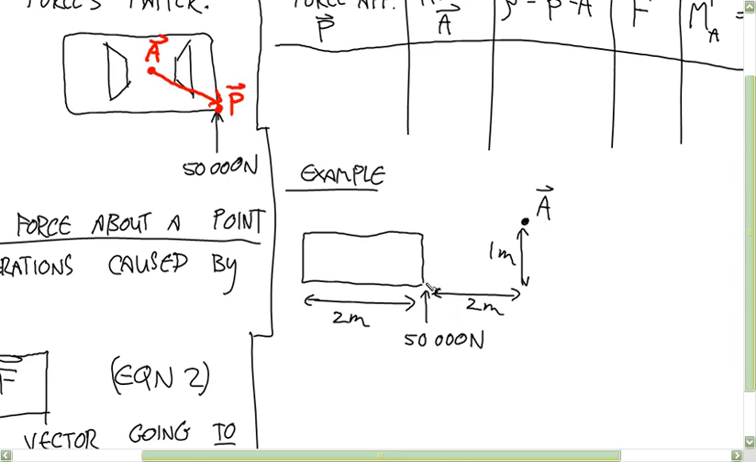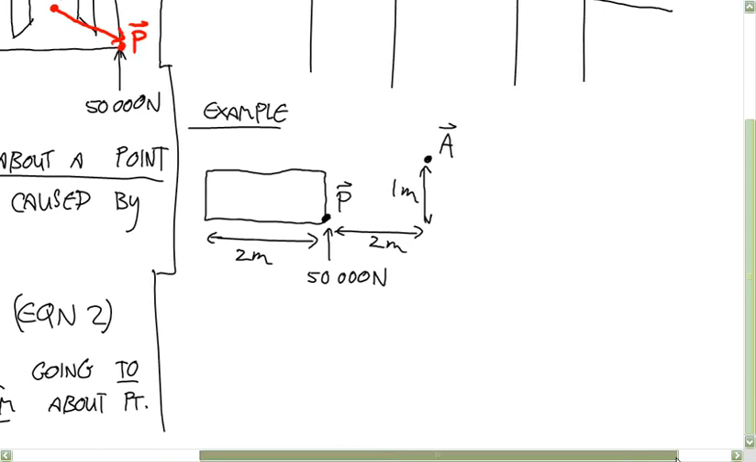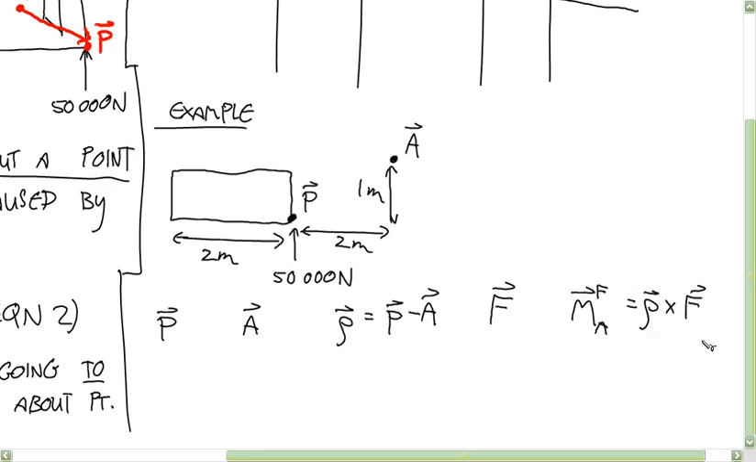Our P, we don't get to choose. That's just where that force is applied. Starting to get a little cluttered. All right, so let's write the table and start to fill it out. So we have where the force is applied, the about point, rho, which is just P minus A. Then we have the force vector, and then we have the moment about A produced by F, and that's rho cross F.